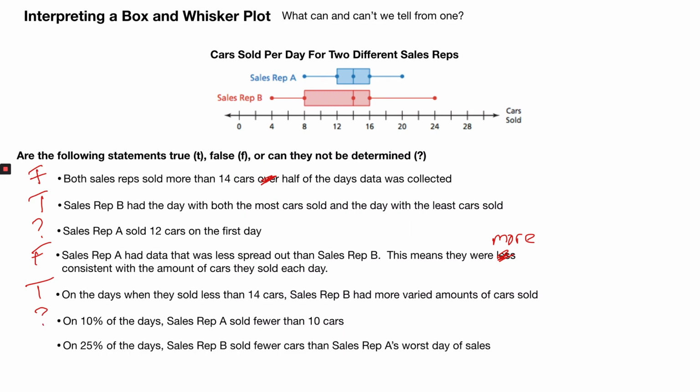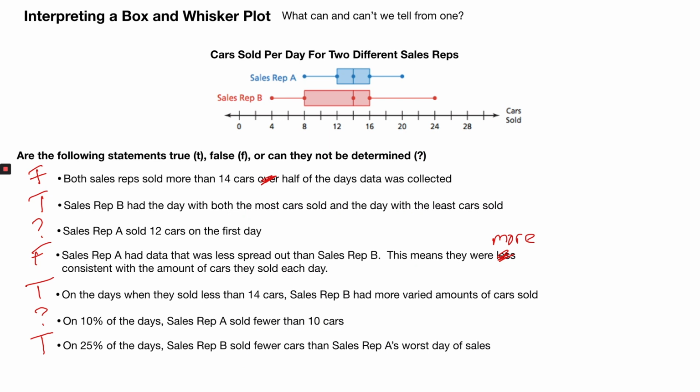And then the last statement we've got on here, on 25% of the days, sales rep B sold fewer cars than sales rep A's worst day of sales. If we look up here, we can see 25% of the days. Remember, each of these chunks is 25%. The worst day was here at 8. 25% is down here in between. So that right there is absolutely going to be true as well.